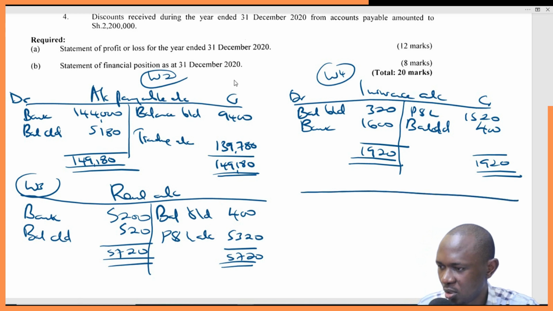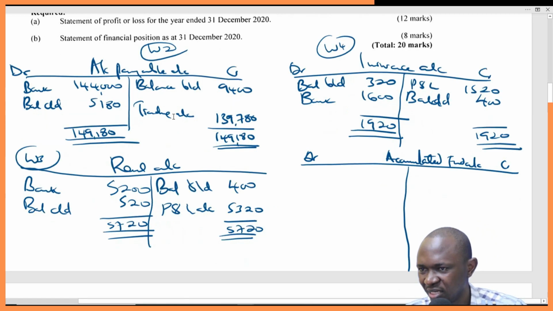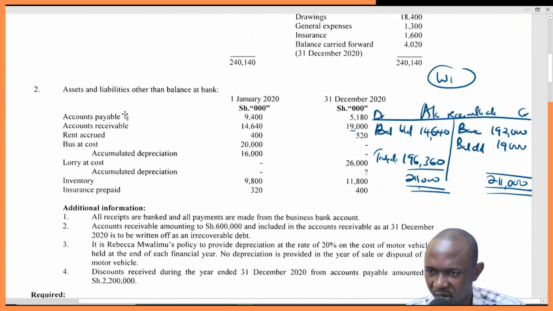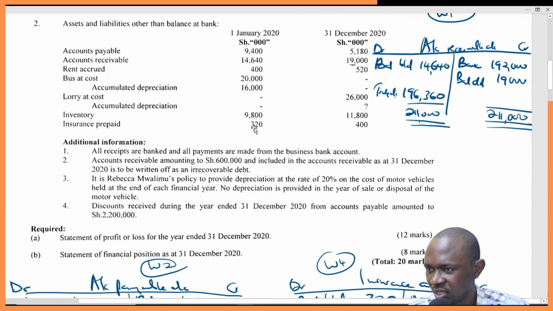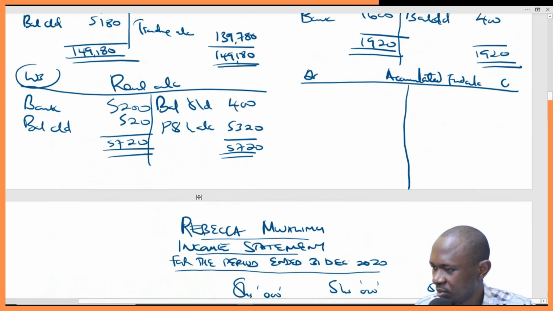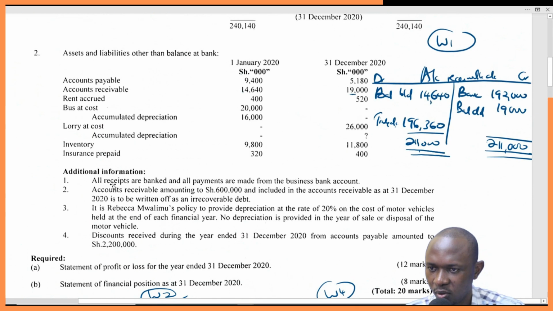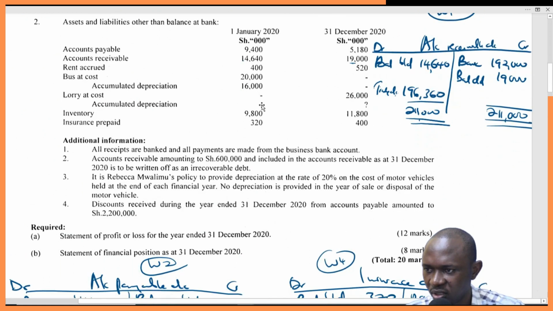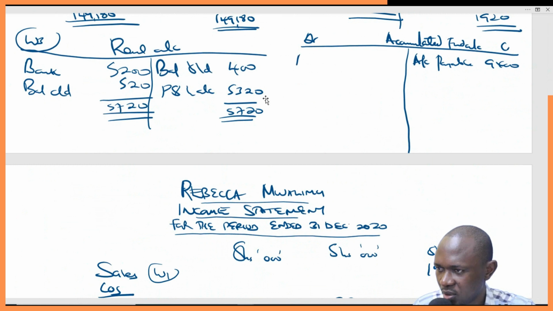So capital account, we'll call it the accumulated fund account. So credit, debit, have basically the liabilities and the assets. Accounts payable 94, that's a liability. Then we are just dealing with what was there opening. Accounts receivable 14,640.